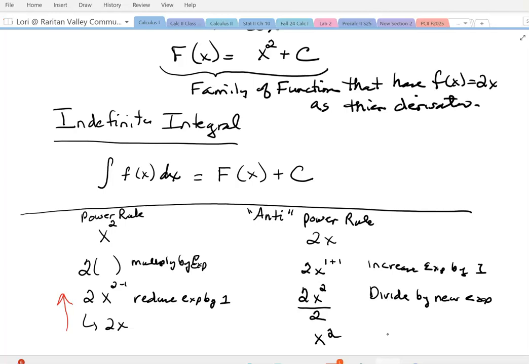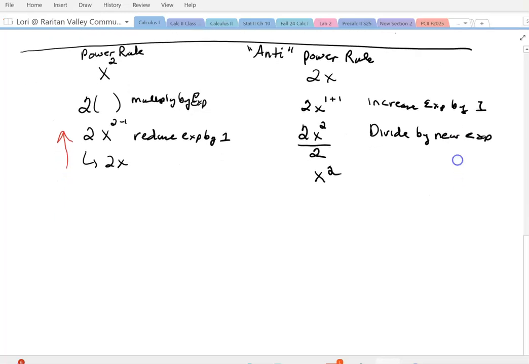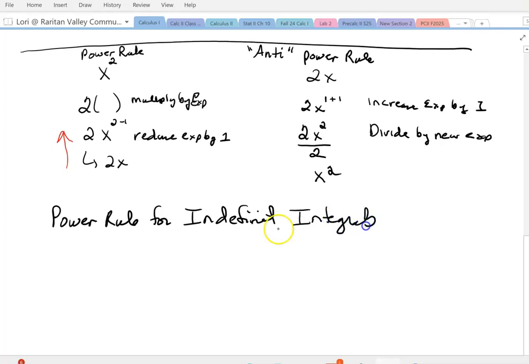Now, of course that's not going to work for everything, but it is going to work for our power rule, and we know we utilize the power rule a lot. So, putting those things together, we have the power rule for indefinite integrals, which says the indefinite integral of x^p. Remember that dx tells us what we're differentiating with respect to.